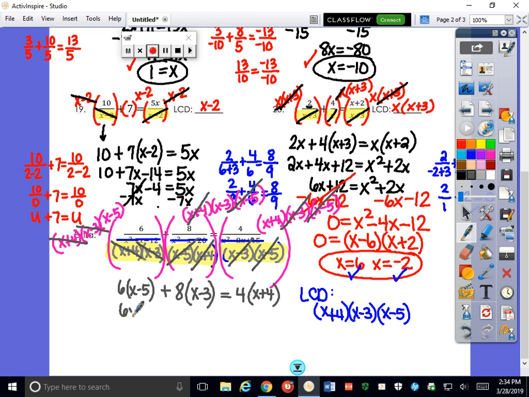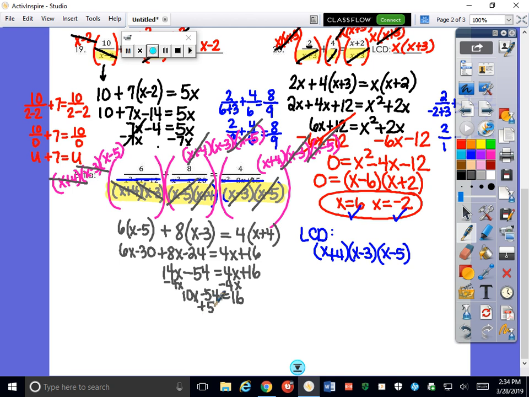So now we can distribute. We want to combine like terms. And then we're going to want to move our x's. So we are going to get 10x minus 54 equals 16. We'll add 54. So 10x is equal to 70. And x is equal to 7. And we're done.